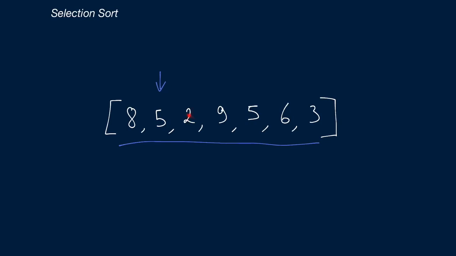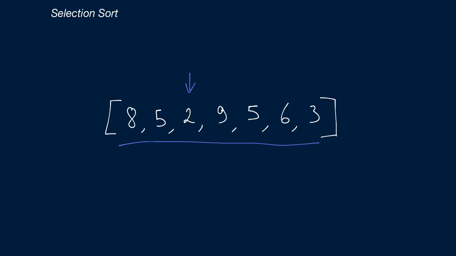Then we get to 2. Is 2 smaller than 5? Yes, it is. So we can move this arrow to the 2, meaning the 2 is our smallest number currently. Then we move on to 9, not smaller than 2. We move on to 5. 5 is not smaller than 2. Move on to 6, move on to 3. Neither of those are smaller than 2. So 2 is the smallest number in our current unsorted list.